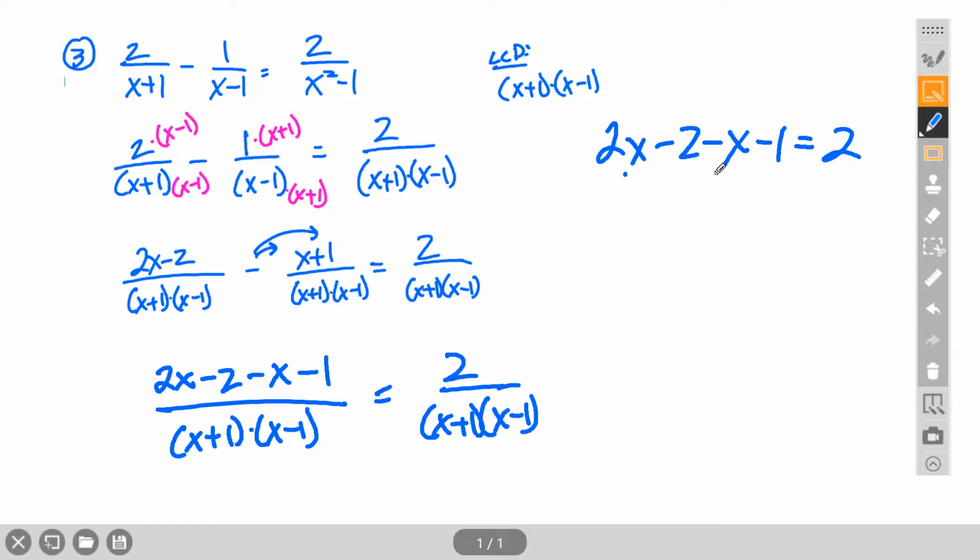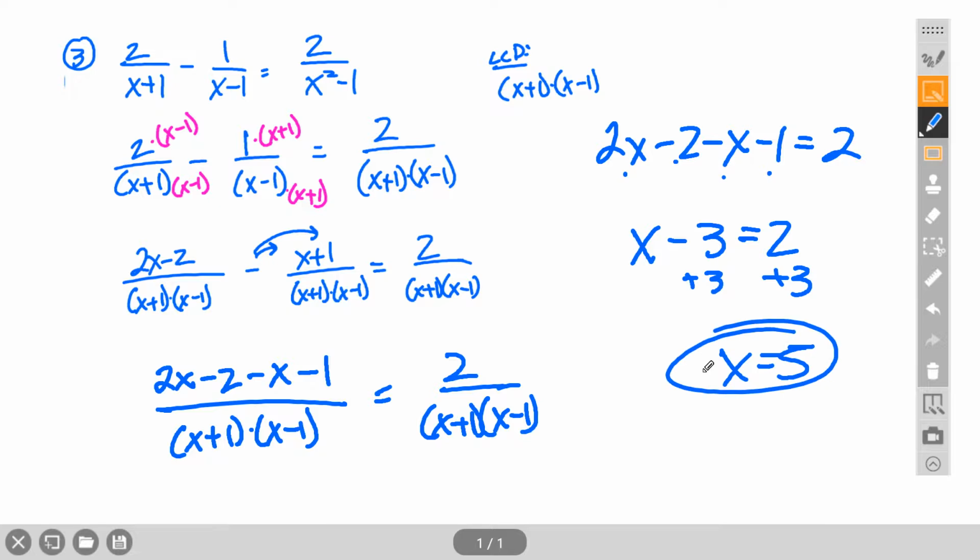So combine like terms, 2x minus x is x. Negative 2 minus 1 is negative 3. Add 3 to both sides, and we get x is equal to 5. Make sure that this does not cause your denominators to be 0, okay? We can't have solutions that cause our denominators to be 0. This one's fine. 5 plus 1 is 6, 5 minus 1 is 4, 5 squared minus 1 is 24. All of those are fine, so this works as a valid solution.